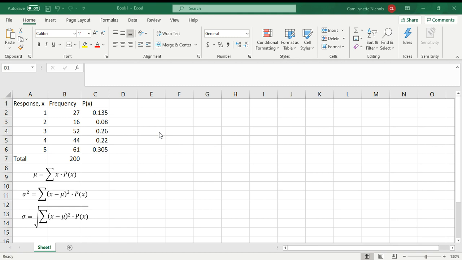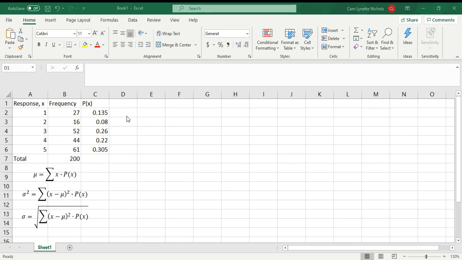So here we're going to look at finding the mean, variance, and standard deviation of the example that we did earlier on the responses. I have already typed in those reminder equations for you guys. And we have already found the probabilities from a previous example, so you can see those there. Okay, so let's start with finding the mean.